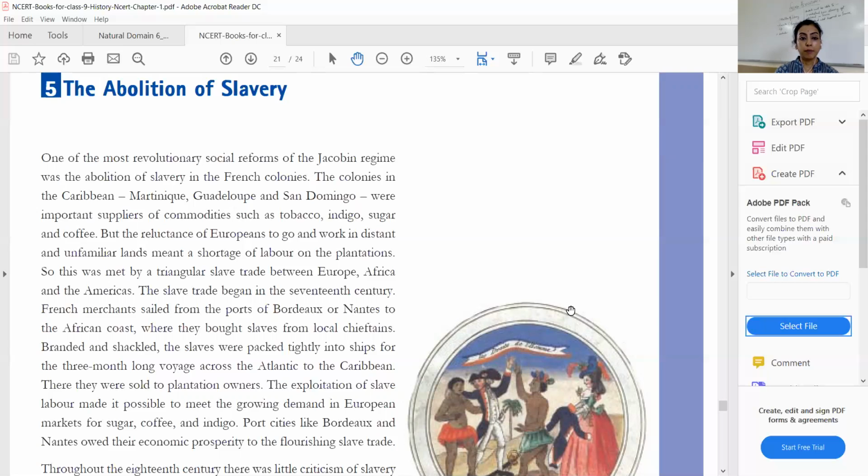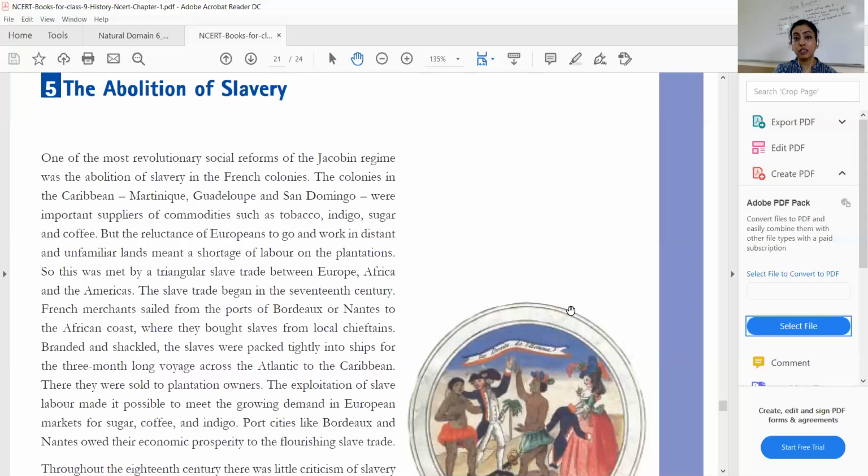Then branded and shackled, the slaves were packed tightly into ships. They were transported by ships, and many people were brought together, shackled to each other and tied up. Too many people were packed into one small room. There was no humanity left at that time. Because they just wanted slaves, they treated people in this way.